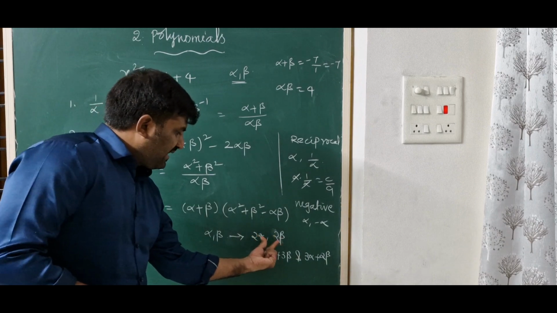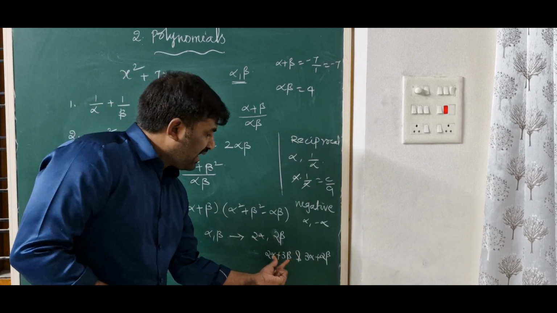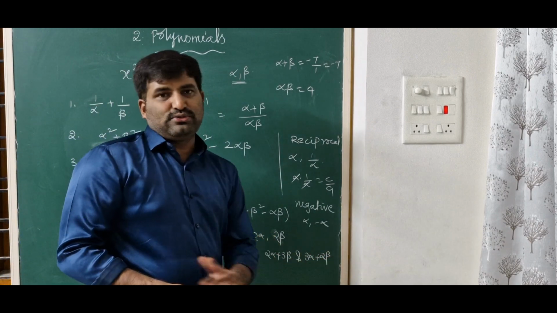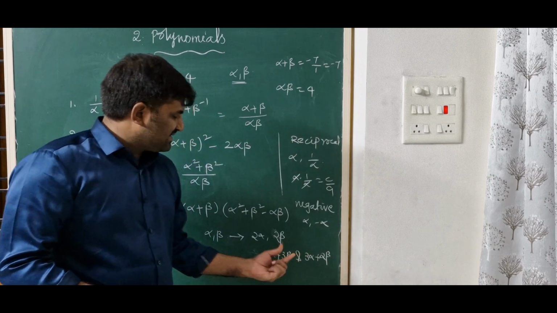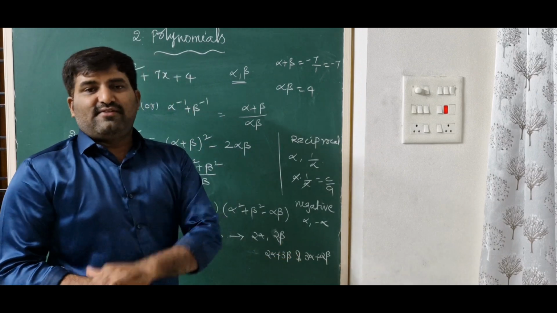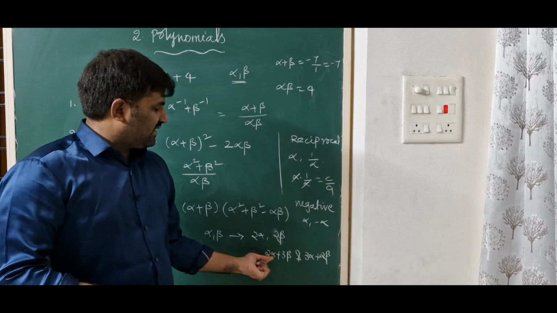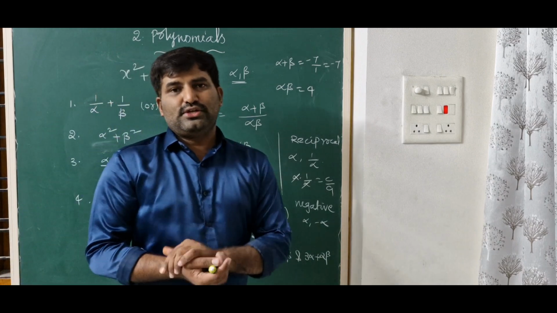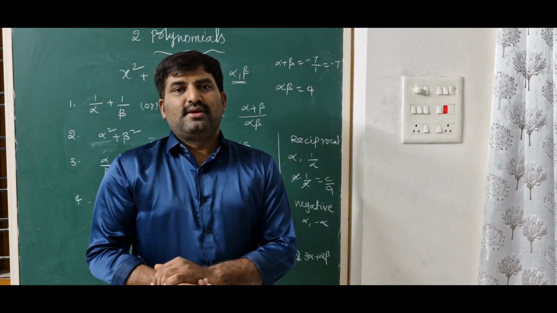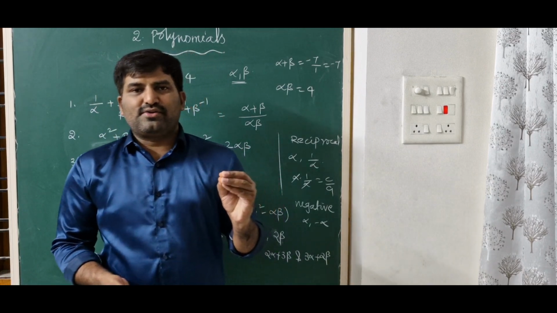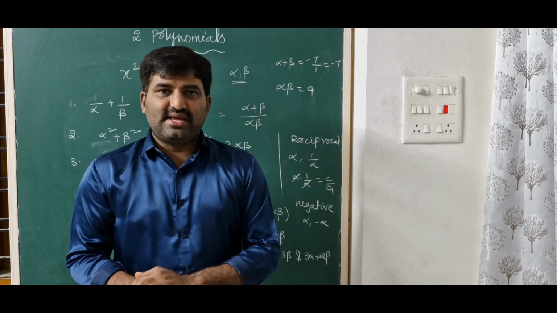This is one example, and one more example whose zeros are 2 alpha plus 3 beta and 3 alpha plus 2 beta. So in this example, find alpha and beta values again and substitute here. You will get 2 values. For that, you need to find the quadratic polynomial. So these are the important questions, and maximum these questions only will come in the exam.